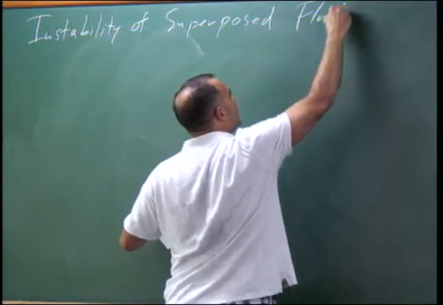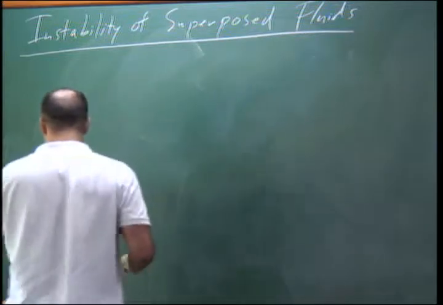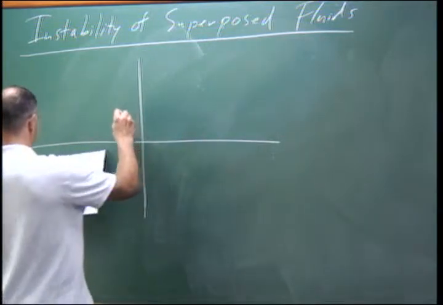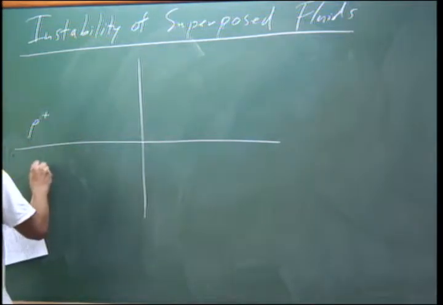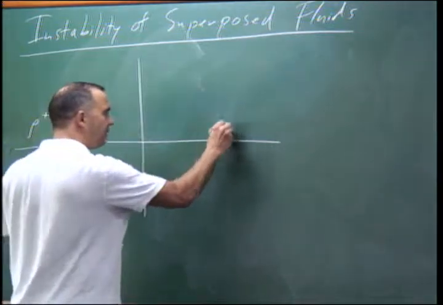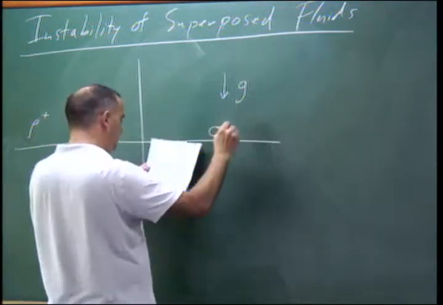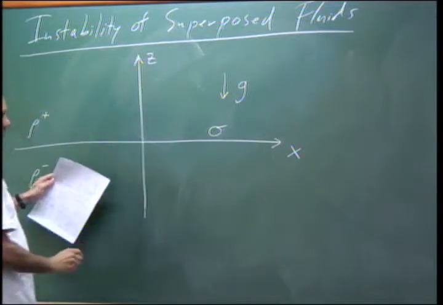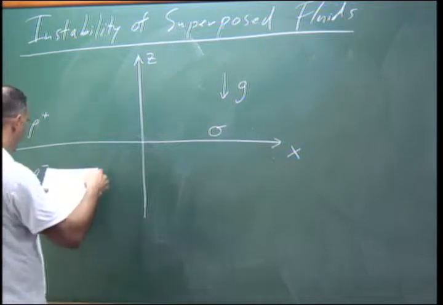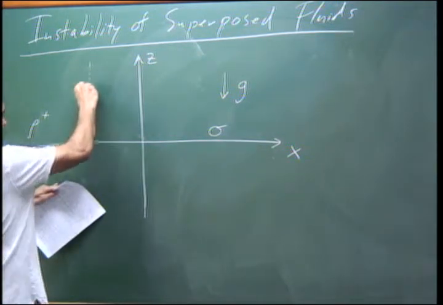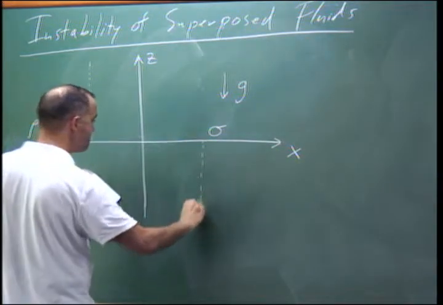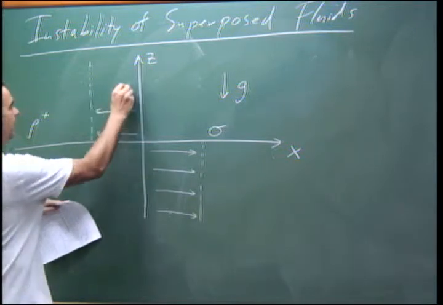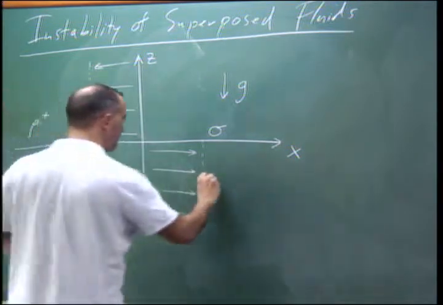So, instability of superposed fluids. We have one fluid over another, and there's going to be relative motion. So we have rho plus over rho minus. We have surface tension at the interface. As a characteristic feature of this course, we have X and Z as the horizontal and vertical coordinates. Y is into the board. Our basic state is shear. So we have uniform velocity below and above, and they're equal in magnitude in opposite directions. So this is U, this is U.